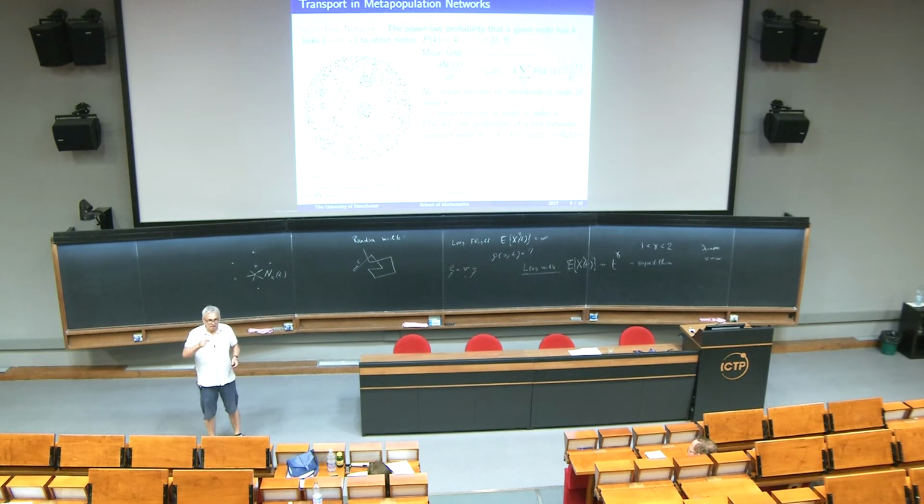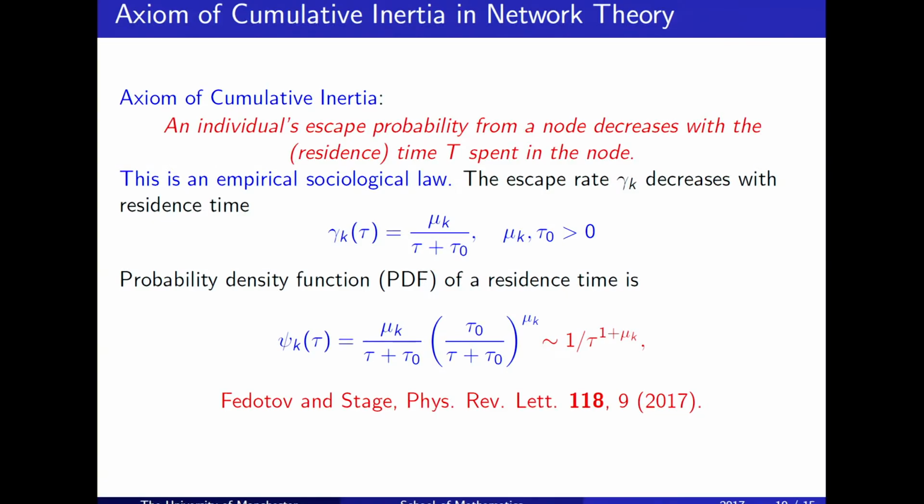And it doesn't matter whether it's residence time, employment, or state of mind. If you are leftist for a long time, believe me, you will stay liberal. The same for conservative. So this is quite a universal law which we explore, and that law is called the axiom of cumulative inertia. The individual's escape probability from a node decreases with the residence time spent in this node. This is a well-established fact.